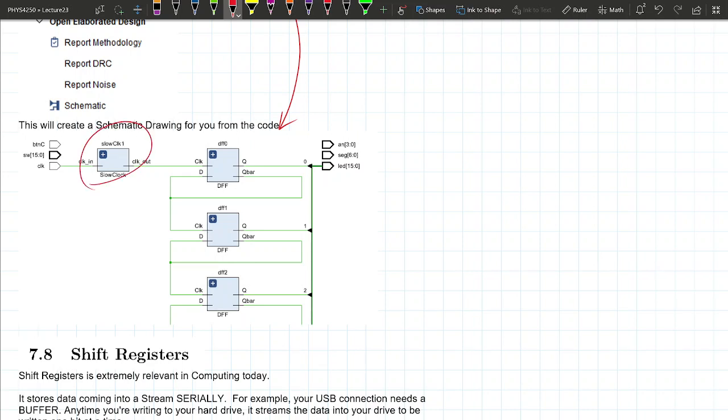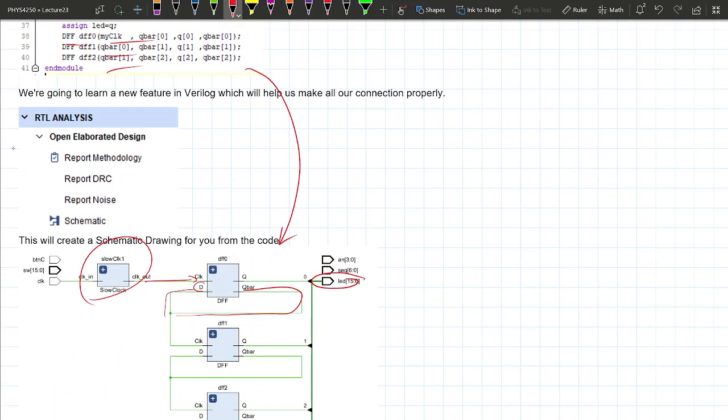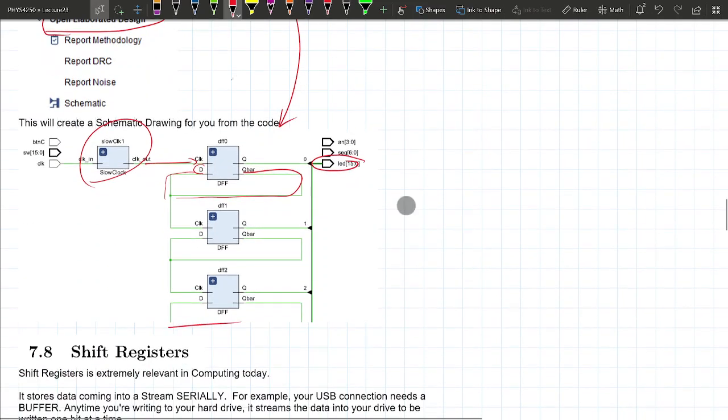So this is like a slow clock that's going into your D flip-flop, and your D flip-flop has the D input connected to the Q bar output. So this is actually the ripple counter we just talked about. And these are the LED outputs here, right? 0, 1, 0, 0, 1, 0, 1, 0, etc. like that. The way you get to this is once you synthesize your code, you can go to this place called RTL analysis, and have it generate an elaborated design. And once you elaborate the design, it'll take like a minute. It'll make this diagram for you.